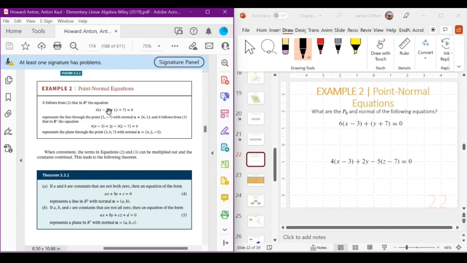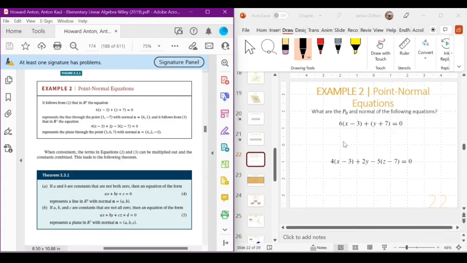So here, if you look at example 2, we can easily see that this equation is going to represent a line through the point (3, -7). I think we can see that right here. We're getting the 3 from here for the x, and we're getting the -7 here for the y. But here it's really easy to pick out the normal. So the normal is going to be (6, 1) here.